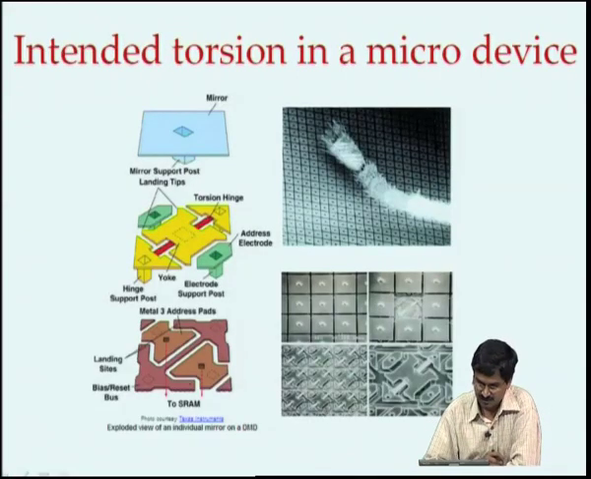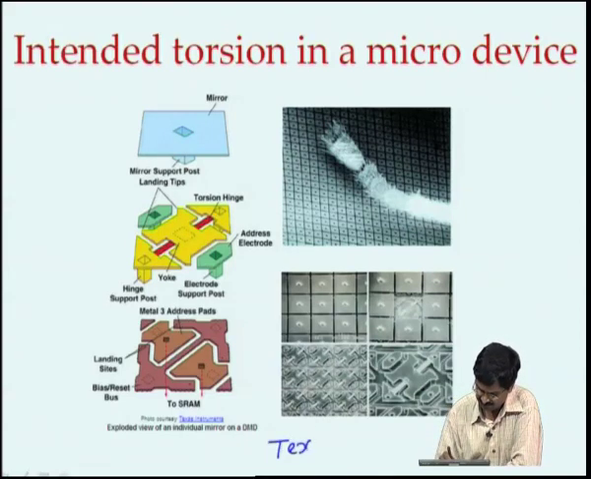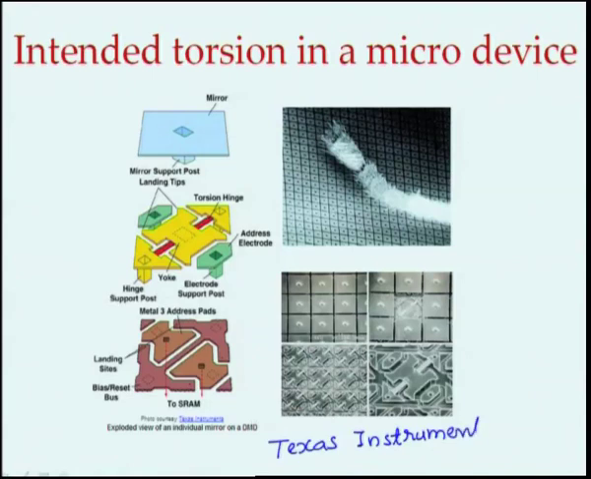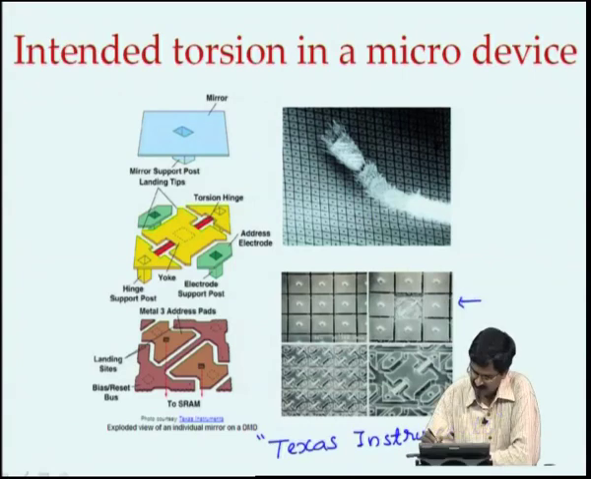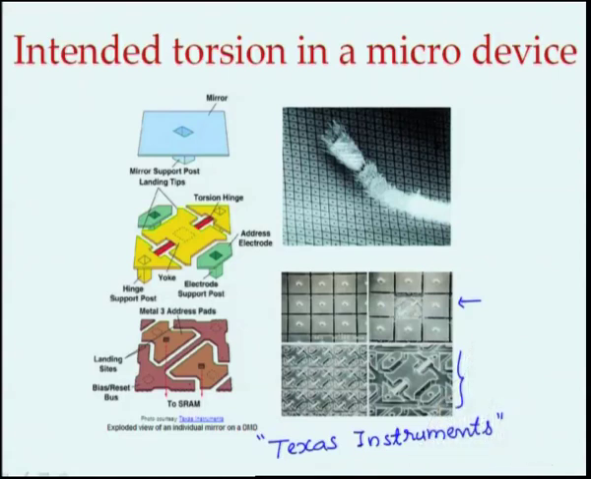But there are also a few devices which need this twisting or torque, and we look at one example over here. This is a product from Texas Instruments, who have done extensive research on this microsystems device, which is an array of micro mirrors, shown here with the leg of an ant to compare how small these mirrors are. You can see a close-up view here, and then just one mirror is shown here.